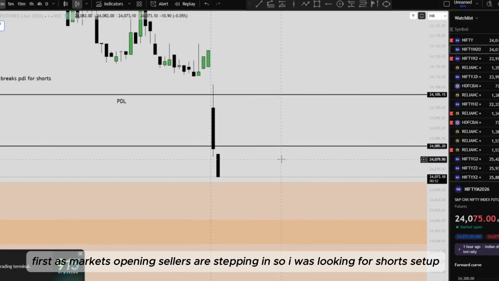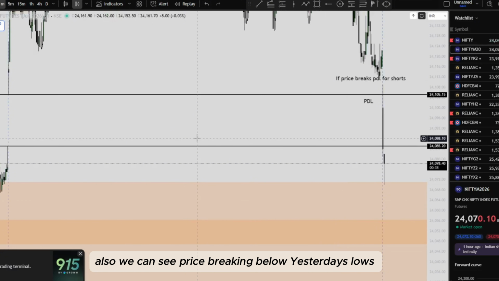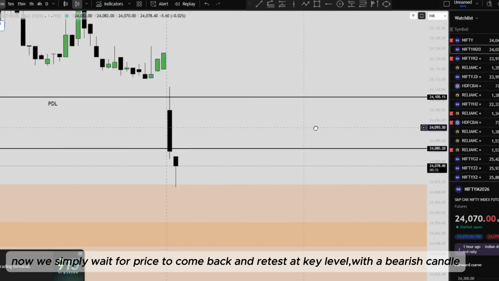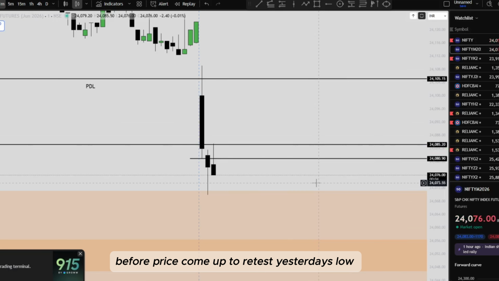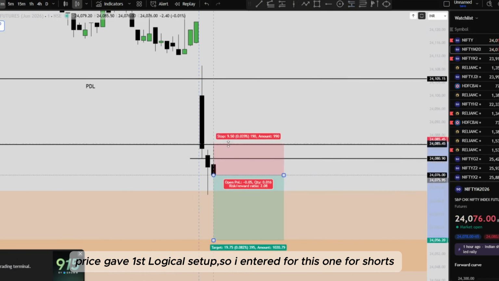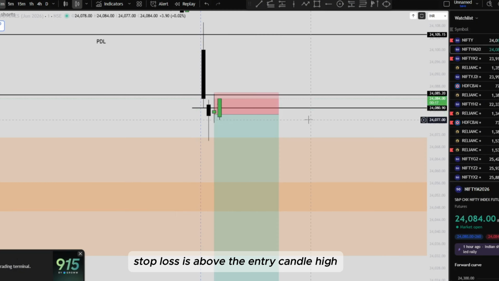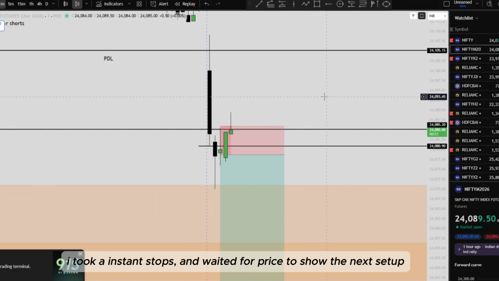First, as the market was opening, sellers were stepping in, so I was looking for a short setup. Also, we can see price breaking below yesterday's low. Now we simply wait for price to come back and retest the key level with a bearish candle. Before price came up to retest yesterday's low, price gave the first logical setup, so I entered shorts. Stop loss is above the entry candle high. Let's see what price does. I took an instant stop and waited for price to show the next setup.